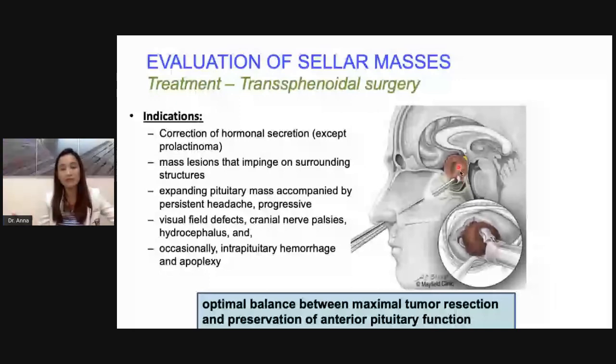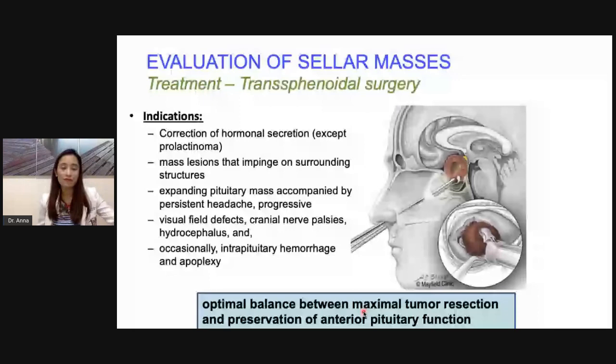Of course, if the tumor is very big, then the neurosurgeon will do a craniectomy. So what are the indications? Hormonal hypersecretion, except again prolactin. If there are mass lesions that impinge on surrounding structures, if it's an expanded pituitary mass, it's very symptomatic, with visual field defects, cranial nerve palsies, and occasionally they do it in patients with pituitary apoplexy. So you have to balance between maximal tumor resection and preservation of adherent pituitary function.